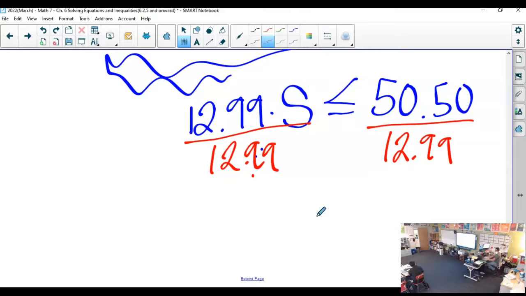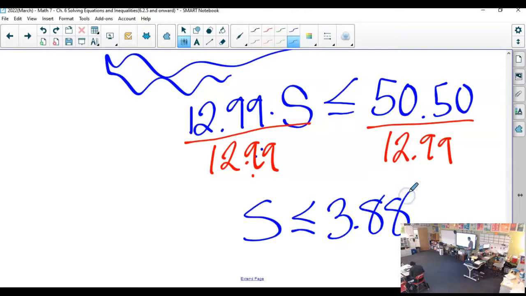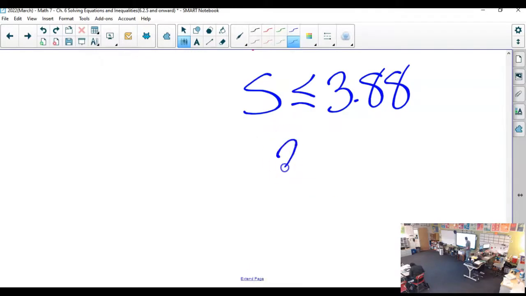It's really S is less than, well, here, I'll do this math. 50.50. What this comes out to actually say is S is less than 3.88. But then how many shirts can I actually buy? 3 shirts. Right? Because I can't buy 3.5 shirts or 3.8. Even though 3.8 is less than, I can't buy 3.8 shirts. Because that's the math you're actually going to do out in the real world.